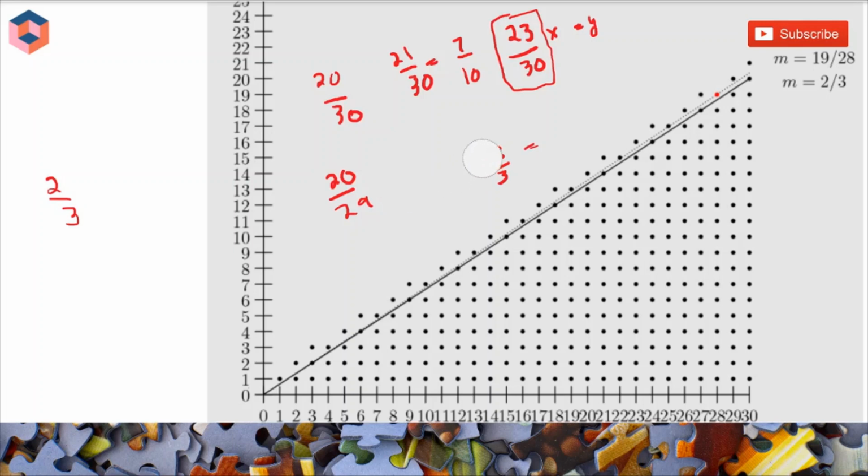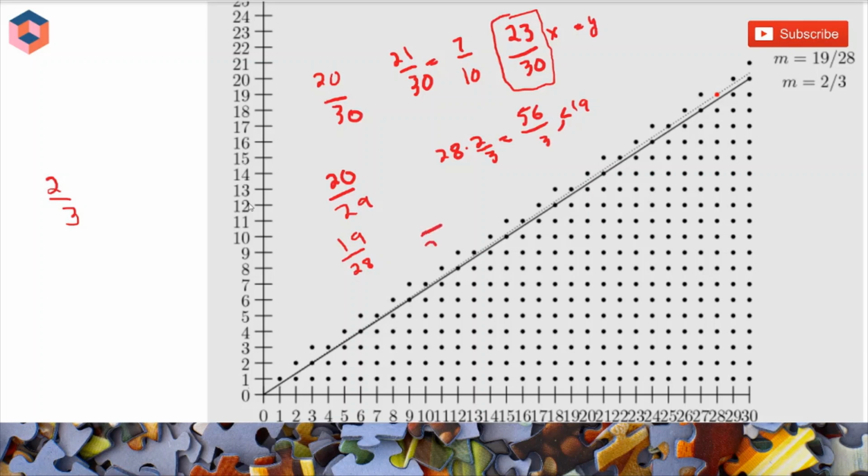What else can we do? Let's go to 28. We would have 28 times 2/3, which would give us 28 times 2, or 60 minus 4, 56 over 3, which is a bit less than 19. So we could have a 19 here. That would work, since that would have the point 19 over 28. So that would have 301 points. So anything below 19 over 28 should work.